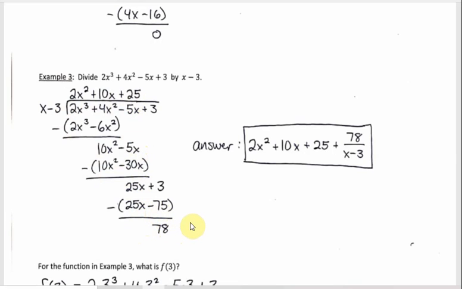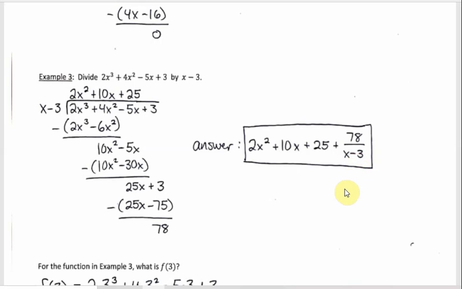So this time we don't get a remainder of 0. So how do you write that as an answer? That's the important question. Well, we're going to have our quotient up on the top, the 2x squared plus 10x plus 25, and then that's how you write the remainder. So the remainder that you end up with, that's 78 divided by the divisor. So it's basically what you would do with long division if you had a remainder. It just looks different because now you've got this polynomial that you're dividing by, but it's the same concept.